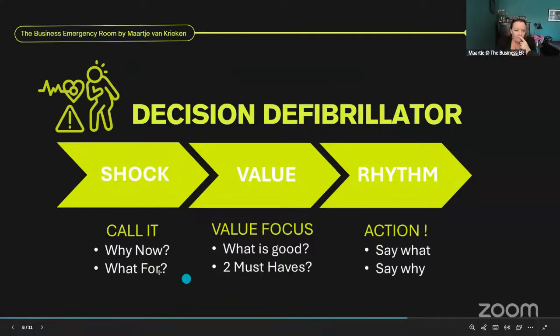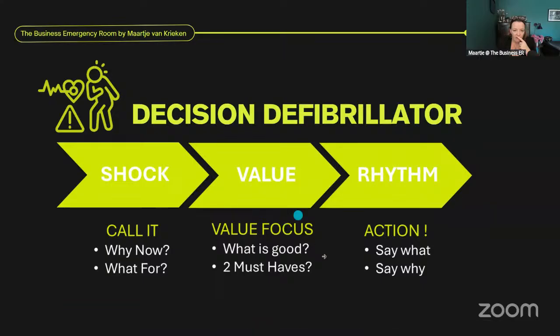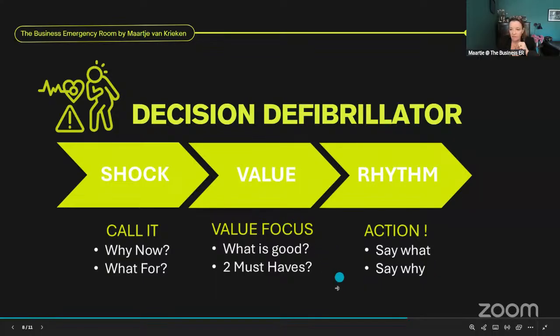So shock is about calling it. Value is about the value focus. What does good look like? And rhythm is about the action.